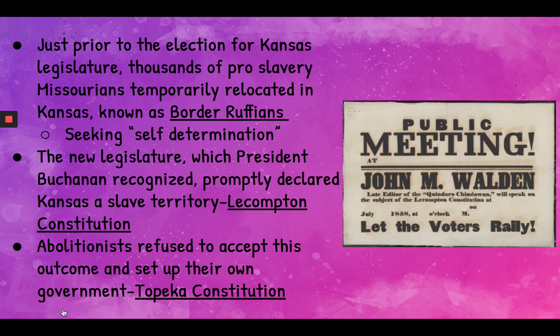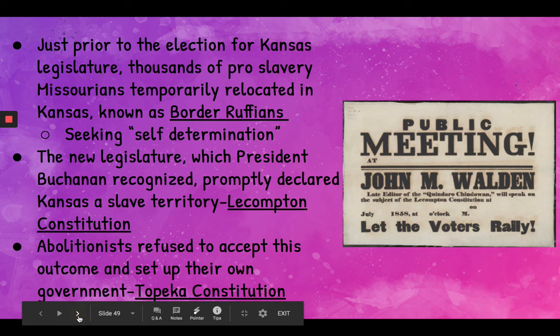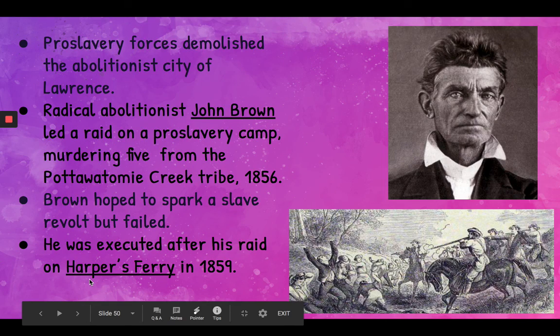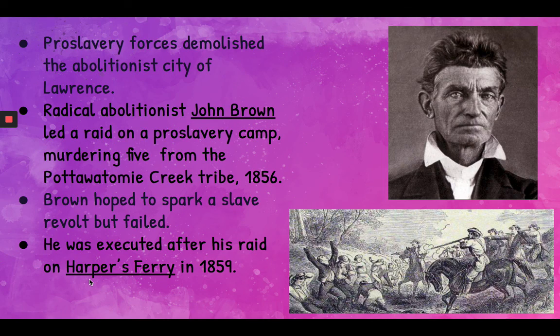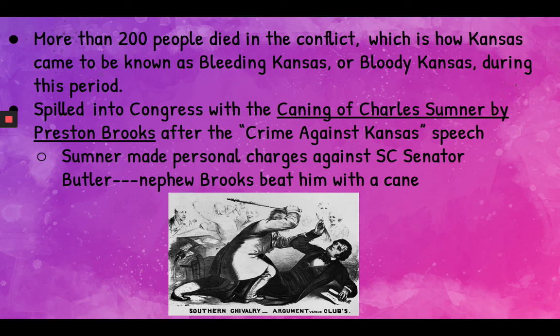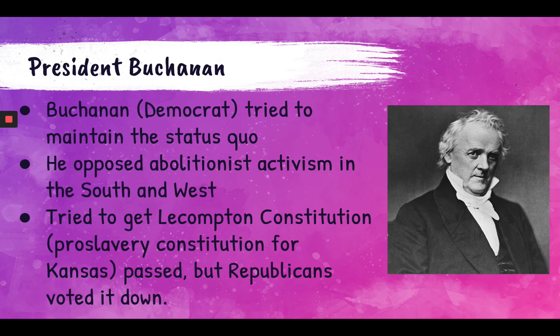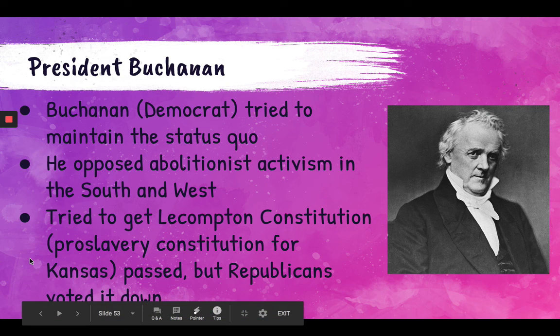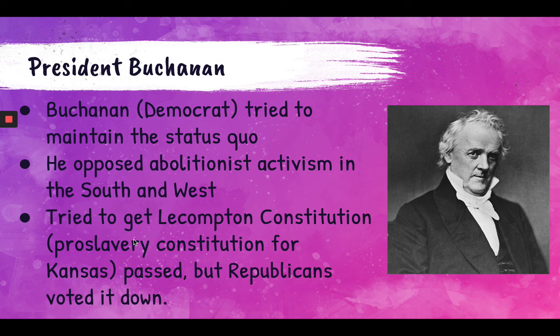Well, you can't have one state and two separate governments, with half the state free and half the state slave. And so eventually, Buchanan tried to maintain the status quo, but he opposed the abolitionist activism in the South and the West.